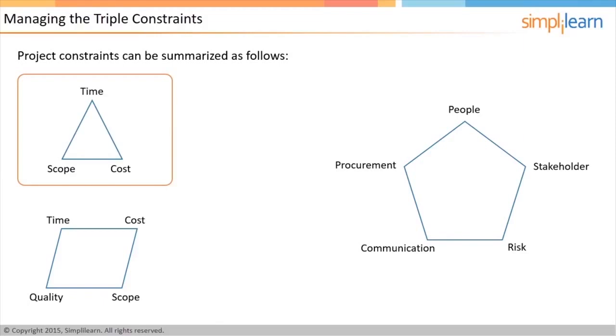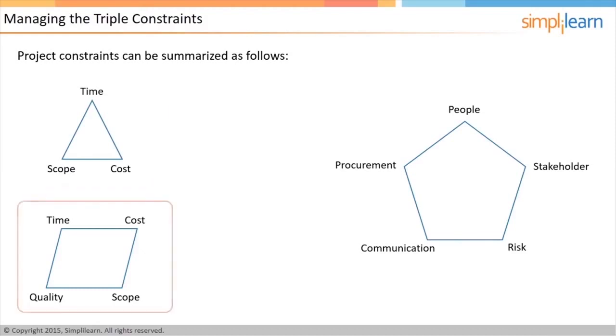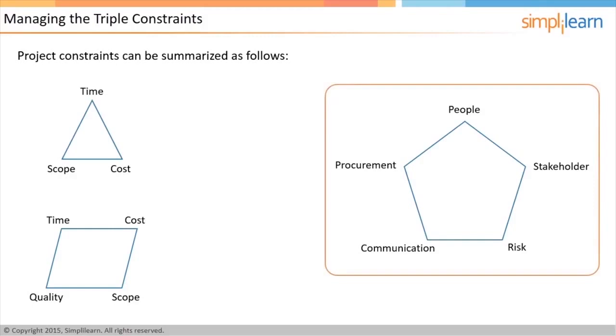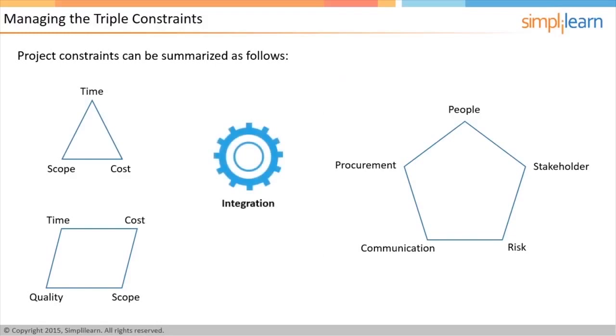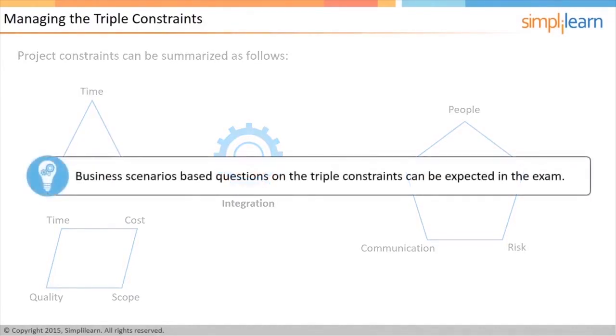These constraints are cost, time, and scope. Quality is a primary concern for a project manager. Therefore, the project manager has to make trade-offs to keep the scope, cost, time, quality plane in balance. To achieve the balance, the project manager also needs to manage other aspects of the project. For instance, the people, stakeholders, risks, communication, and procurements. The project manager plays the essential role of integrating all these different aspects of project management. In the PMP examination, you can expect business scenario-based questions focusing on the triple constraints.